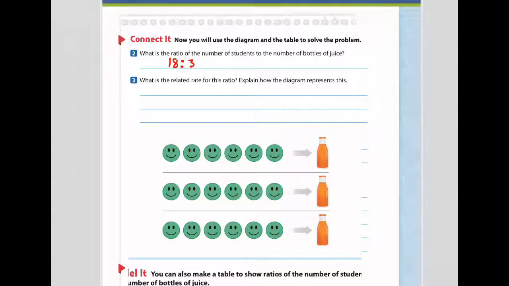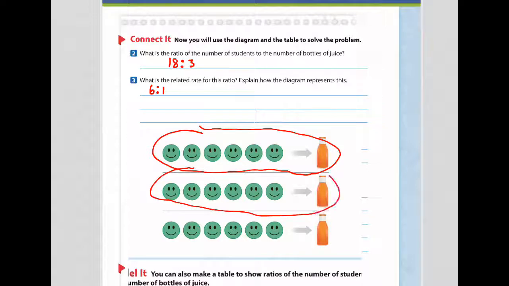All right, so let's slide down, and we'll look at problem 3. Problem 3 says, what is the related rate for this ratio? Explain how the diagram represents this. The related rate, which I talked about a little bit on the previous page too, is 6 to 1. Now, as far as how the diagram represents this, if you looked at each one of these three groups that I just circled, it kind of shows you the related rate. It shows you how many students per bottle. So I'm going to say that.